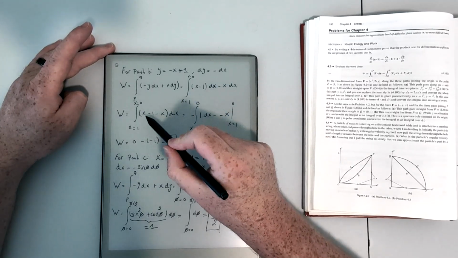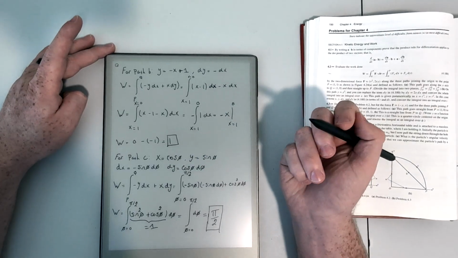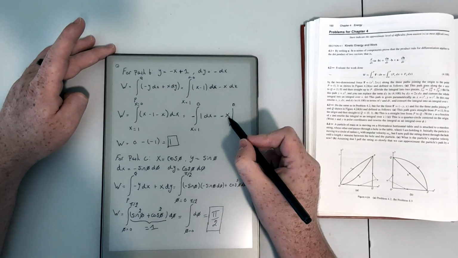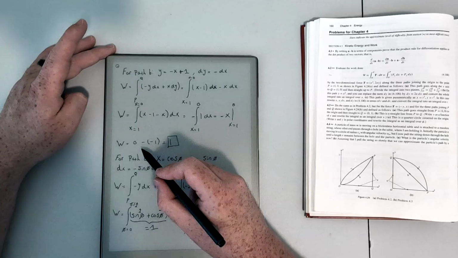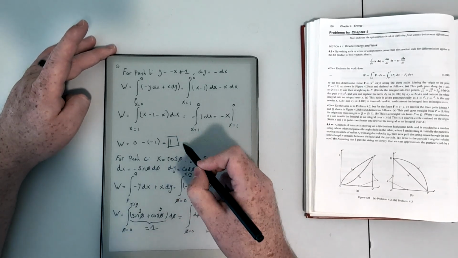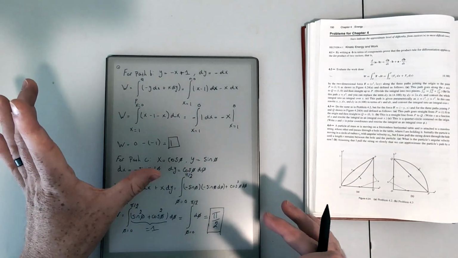Well, that means that the x is going to cancel, so we end up just getting minus 1 dx and we're integrating that from 1 to 0, so we just get negative x evaluated from 1 to 0. So that's 0 minus negative 1, plugging in the bounds, and that's just 1. So the work done across that second path there is just 1.